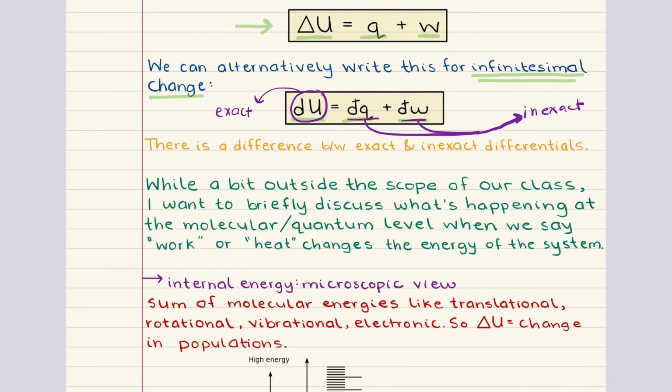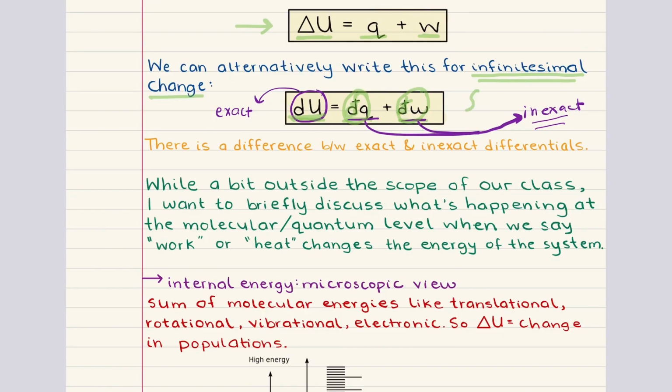But heat and work are different. Heat and work are not properties of the system. They only exist while energy is being transferred, and the amount transferred depends on the path taken. If you take two different paths between the same initial and final states, the value of heat and work may be very different, even though delta U is the same. This is why we use the symbol delta, which reminds us that Q and W are inexact differentials.